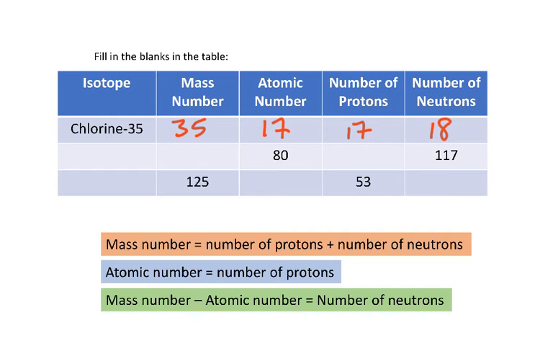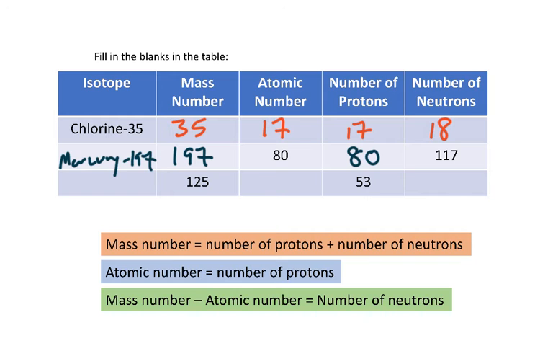Okay, the first row is chlorine 35. So the 35 tells us that it has a mass number of 35. And the fact that it's chlorine tells us that it's atomic number 17. If it's atomic number 17, it has 17 protons. The mass number minus the number of protons is the number of neutrons, which is 18. Okay, next row.